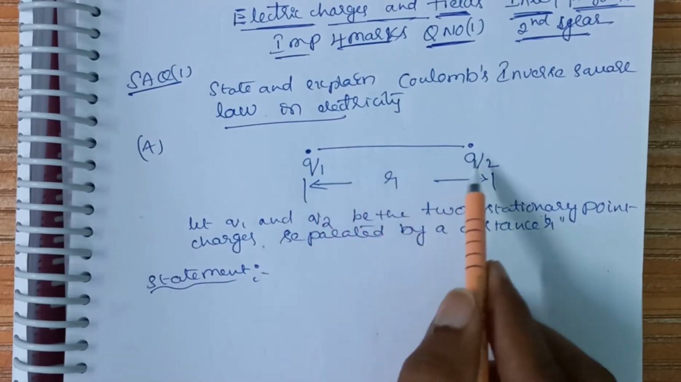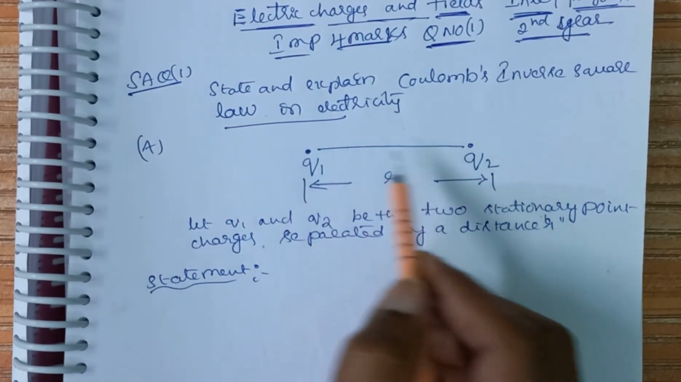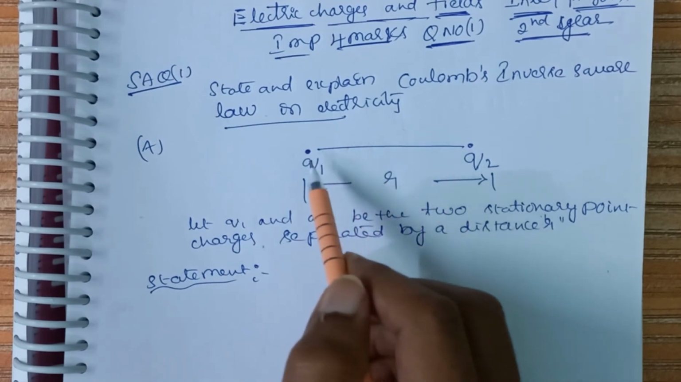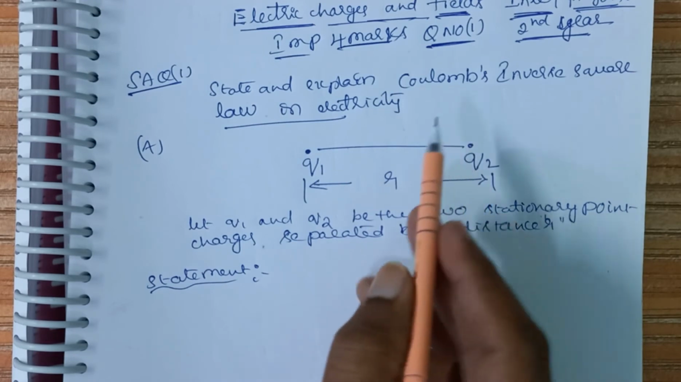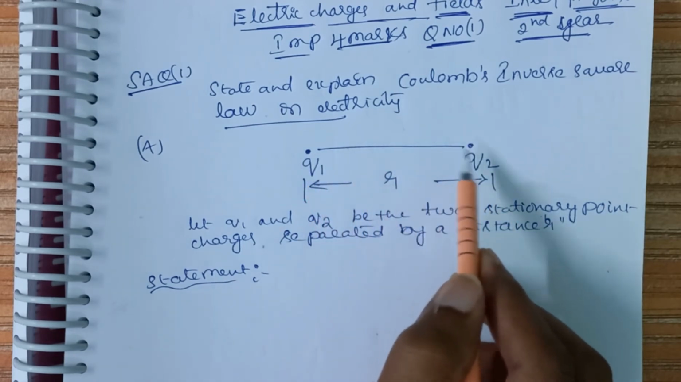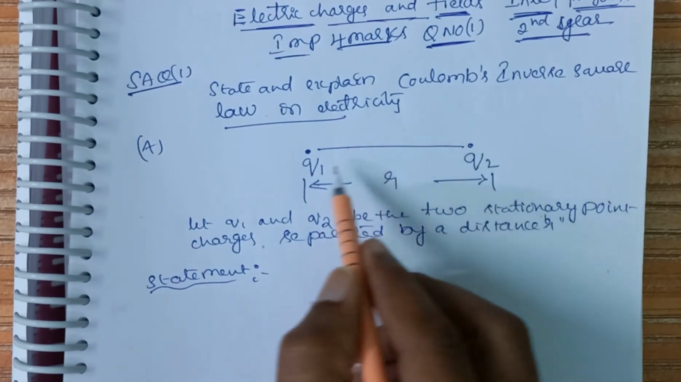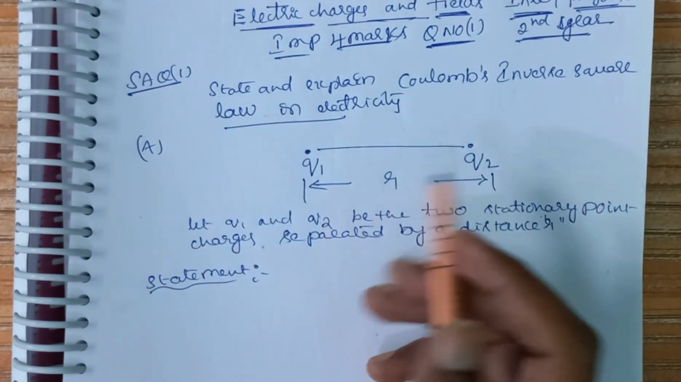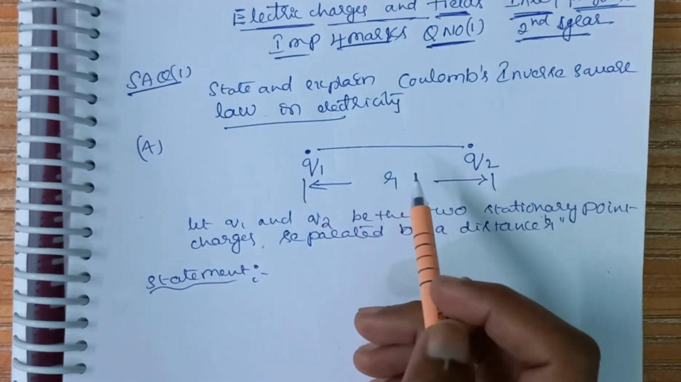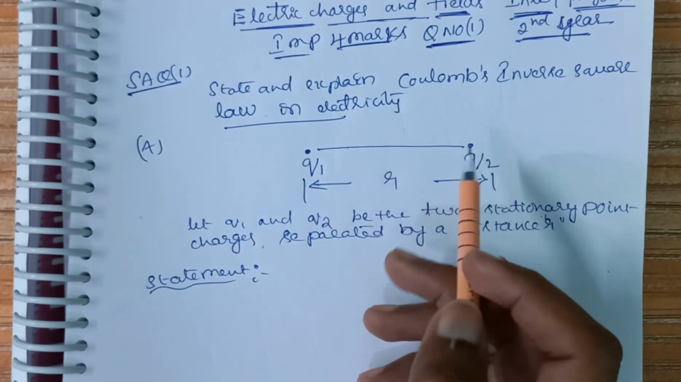Suppose these are two positive charges, it is a plus and it is plus. Between two positive charges there is a force of repulsion. Suppose it is a negative and a negative, between them also a force of repulsion. Suppose it is positive and this is negative, or this is negative and this is positive, between them there is an attractive force. So now between these two there is a force. The force may be attractive force or repulsive force. This force depends on what factors?